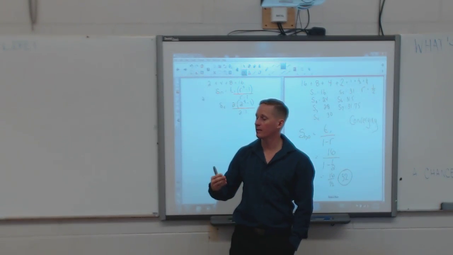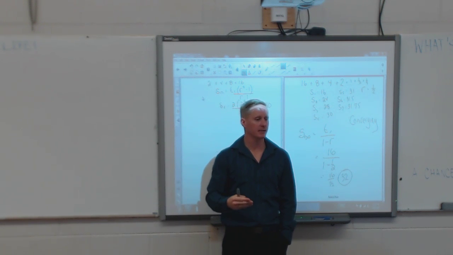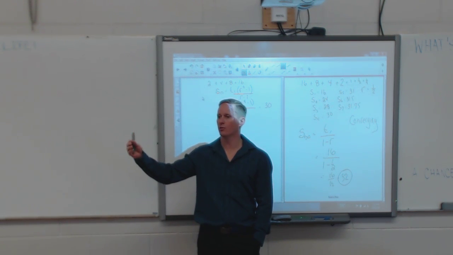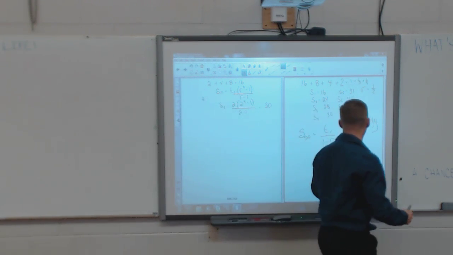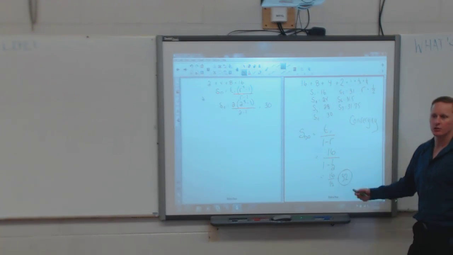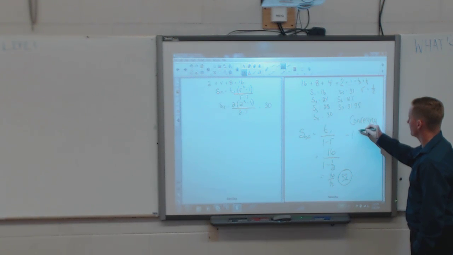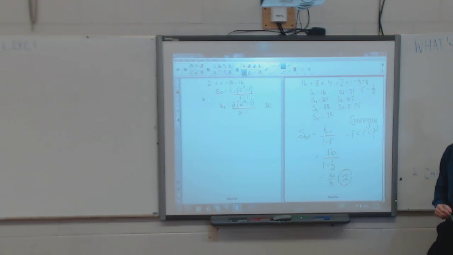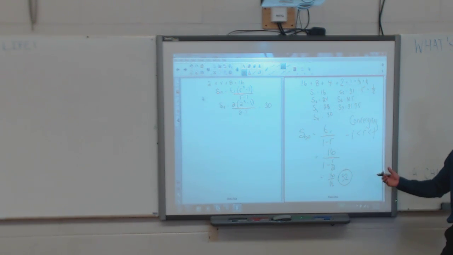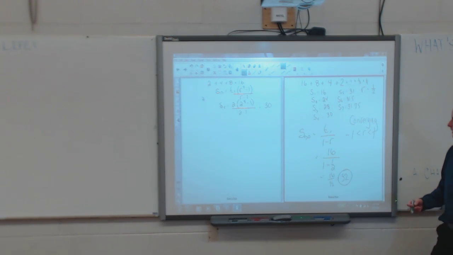It's called a converging geometric series because the values are going to get closer and closer. They converge on a number. In order for this to be a converging geometric series, your r value has to be between minus 1 and 1. It has to be a fraction, a negative fraction or a positive fraction, in order for it to be a converging geometric series.